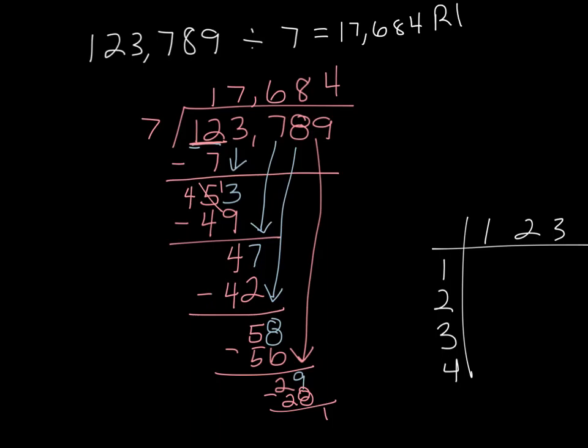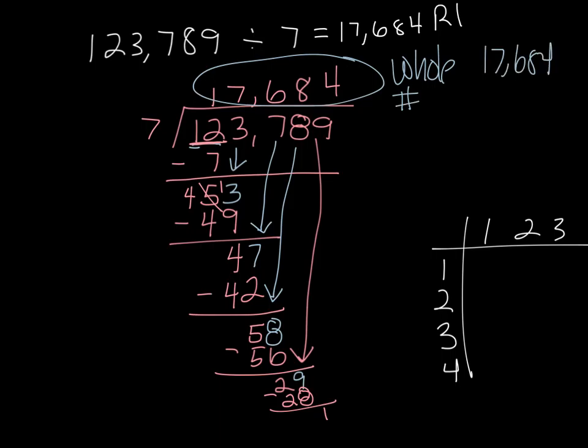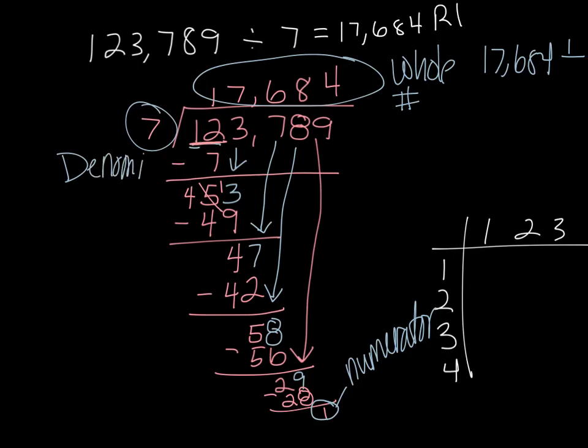Or we can do the fraction route. Remember when we do the fraction route, our answer is our whole number. So we'd still write our 17,684. Our remainder is our numerator. So 1. And our 7 is our denominator. So that's how you would write it in a fraction.